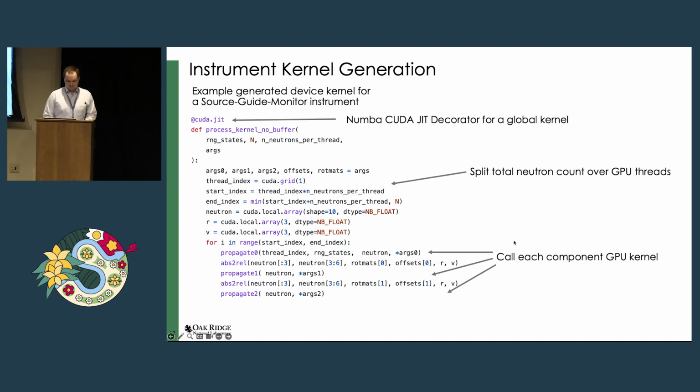Inside this main body, we have these different propagate methods. If you remember from earlier, each component has a propagate method that defines the action of the component. Here we're calling propagate 0, which refers to the first component of the instrument, propagate 1 is the second component, and so on. We're calling these one after the other, applying the transformation matrix in between. This is how we're implementing it: a generated script that calls each GPU kernel in sequence, propagating the neutrons through the instrument on the GPU.